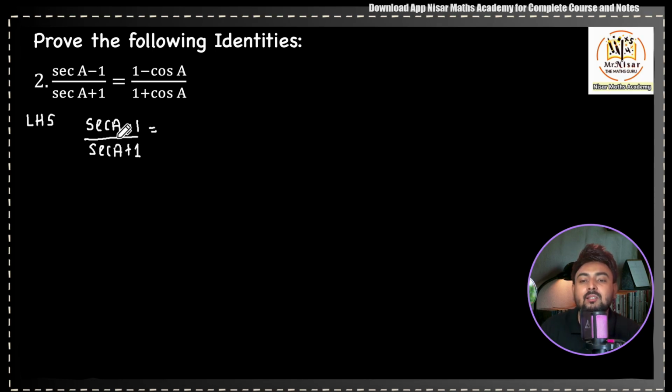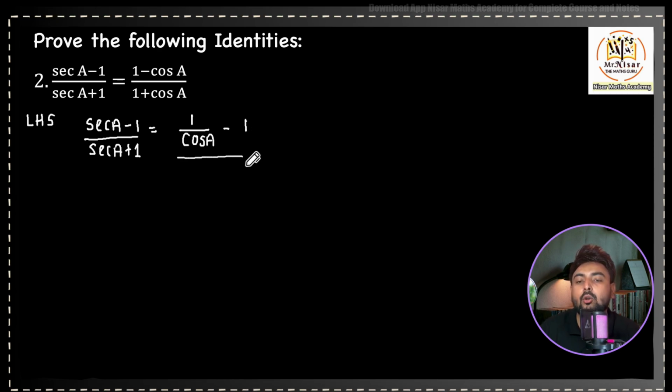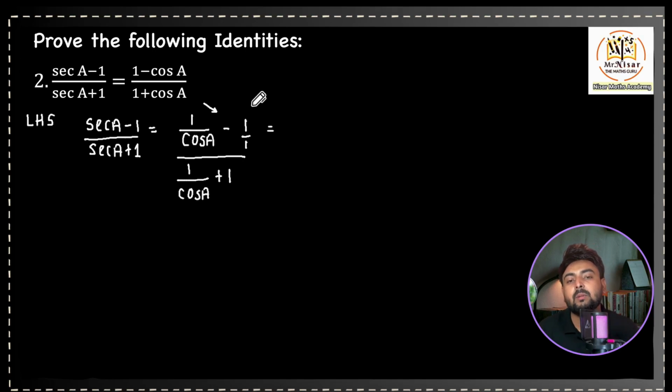So can you tell me what is sec? Sec is the reciprocal of cos. So sec A, I can write it as 1 by cos A, and 1 by cos A minus 1 upon, again here sec A I can write as 1 by cos A plus 1. Okay, now can I do cross multiplication here? Yes. If I do the cross multiplication, always remember to start from this side. Many students do cross multiplication from the other side, which is wrong. Always start from this arrow, from the first.